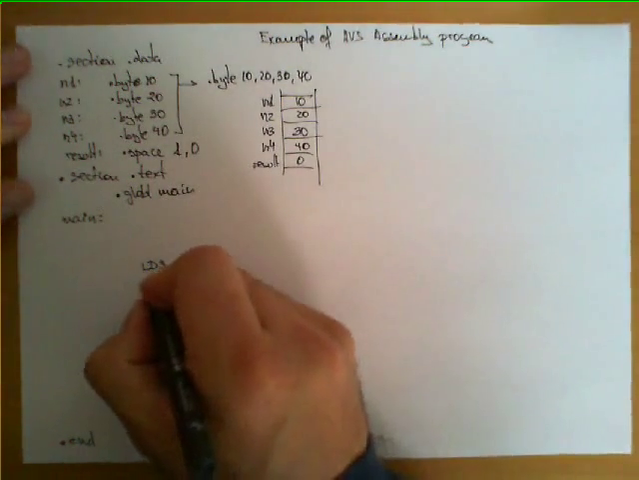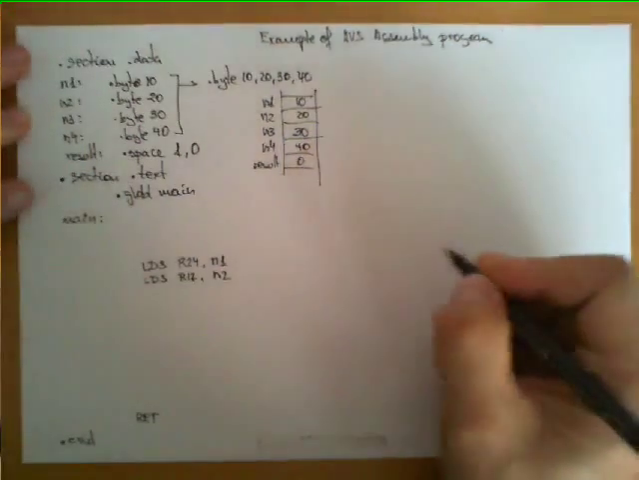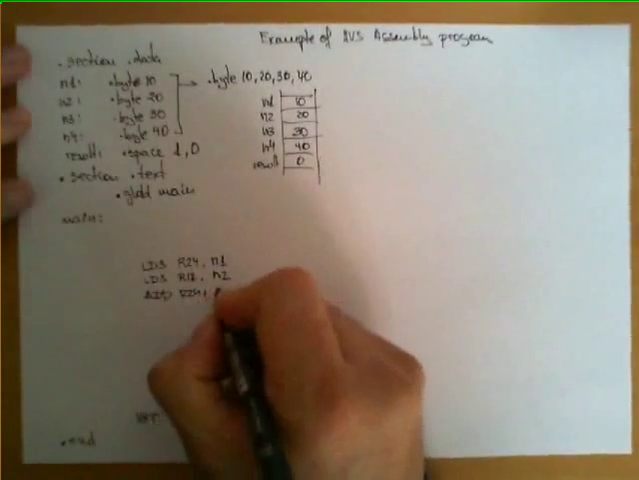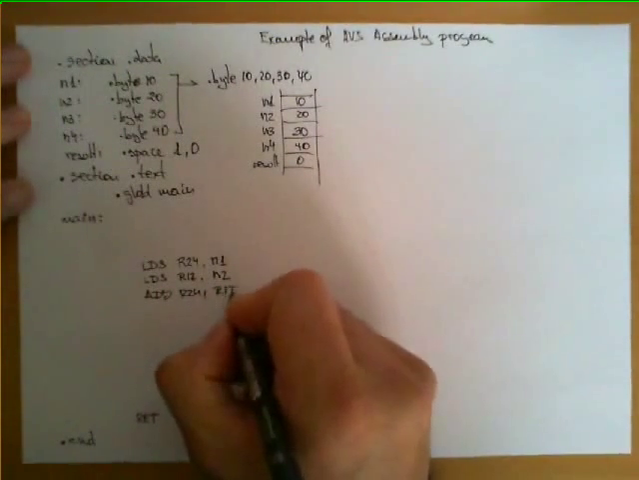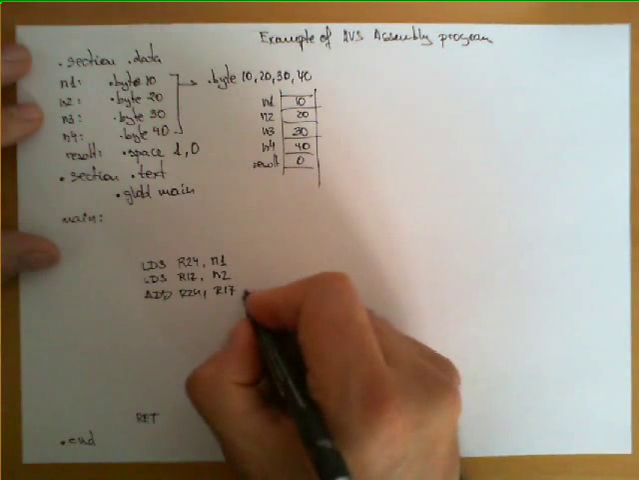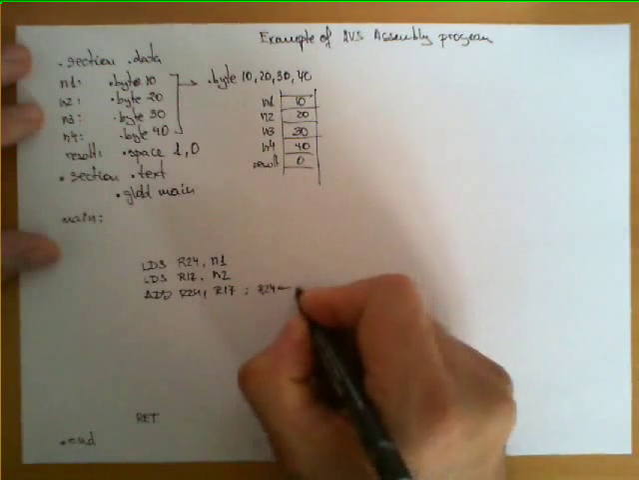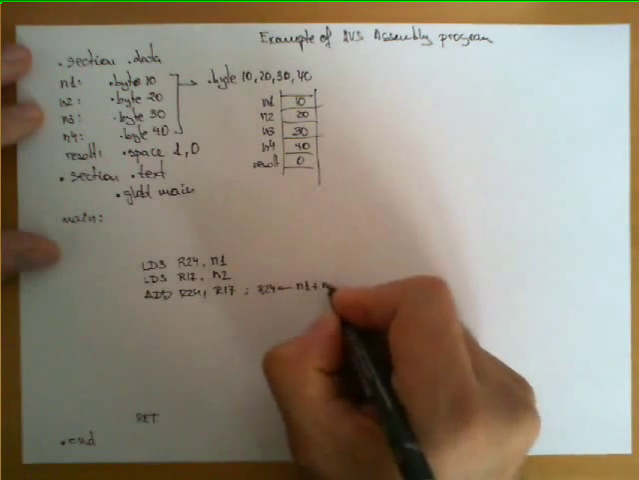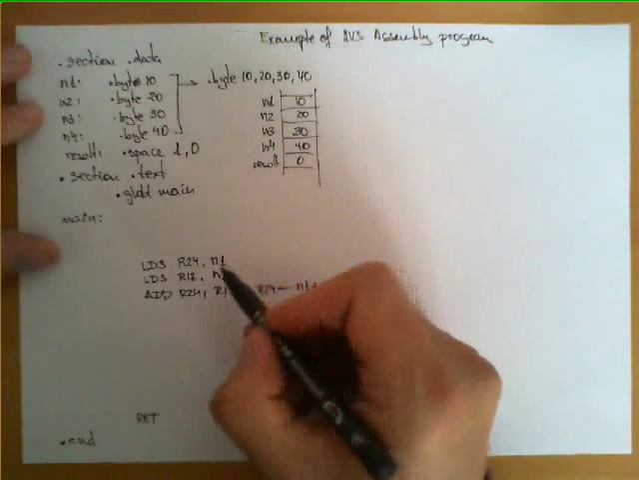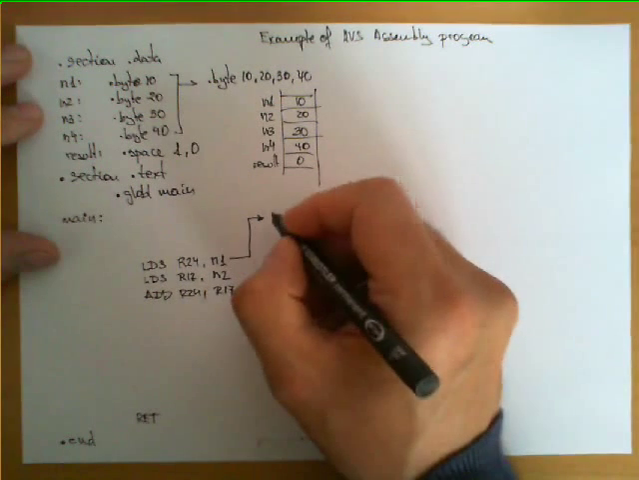We can do the same, LDS, suppose R17, with N2. And then we can add R24, R17. Now, what have we achieved here? After this instruction, R24 contains the value N1 plus N2. However, we can use these labels in a different way. So this instruction would be equivalent to performing the following.